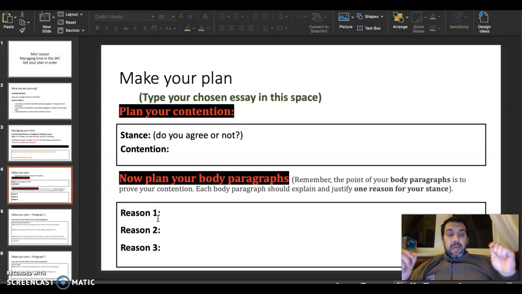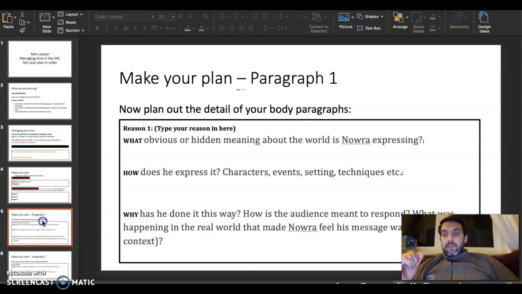Lots of people handed me back practice SACs, and they were in relation to something very specific that happened in the play. You cannot write an essay based on something as narrow as that. These are big ideas to back up your contention. So, 3 big reasons in relation to the idea. Once you've got those, it's time to make your paragraph.